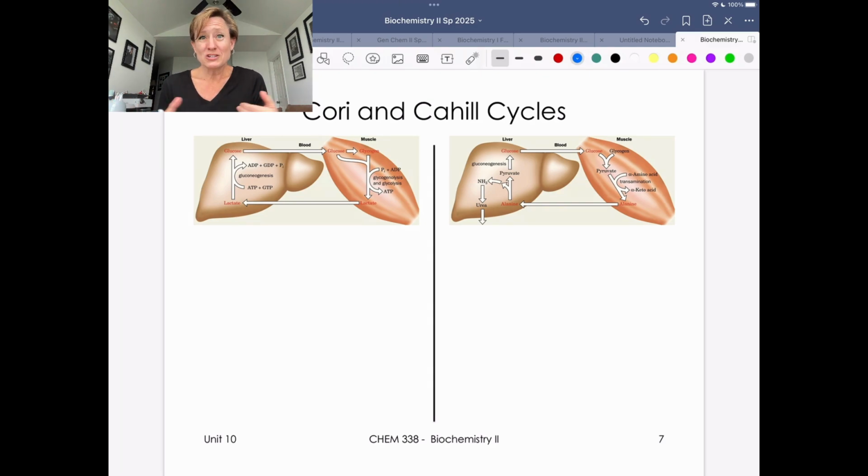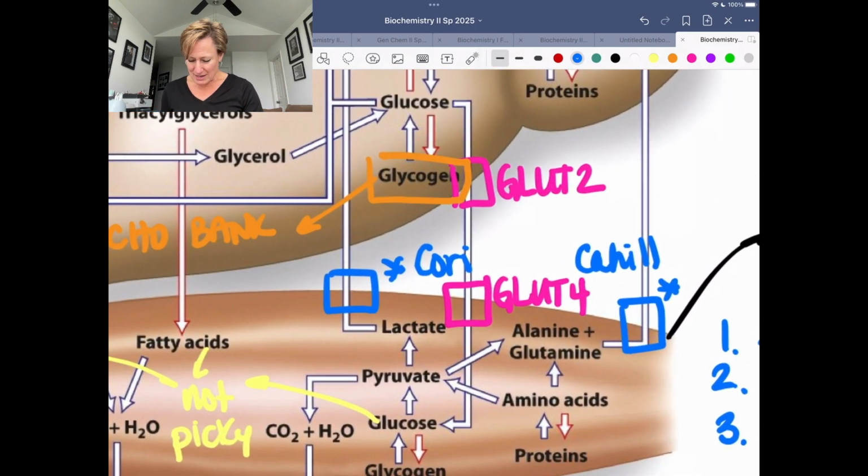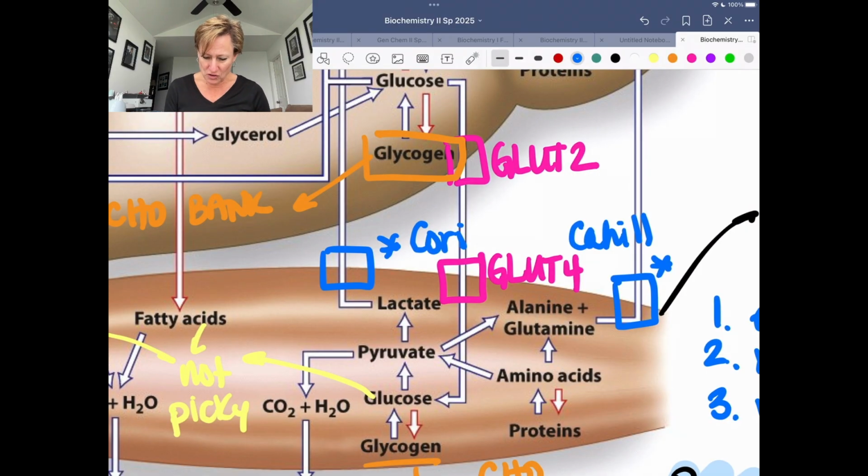All right, one short video in this learning unit. We're going to talk about the Cori and Cahill cycles. I'm drawing little boxes right here because I'm going to highlight these boxes from this slide. If you haven't watched this video yet, what we're doing is talking about down here. I'm going to give you a little overview first and we'll summarize it on this slide.